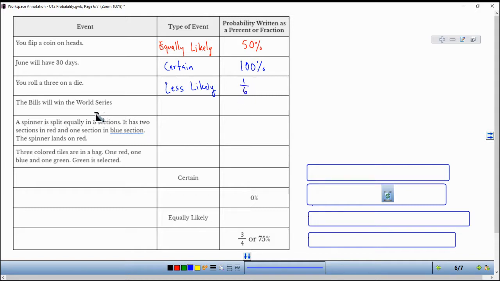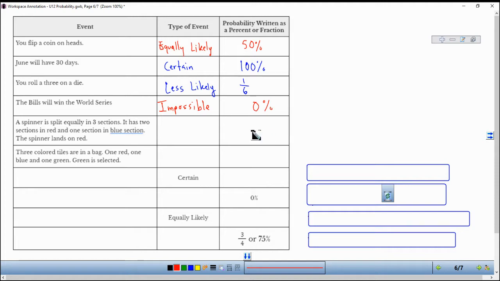The Bills will win the World Series. Well, I love the Bills. They're awesome. But I don't think that they will ever switch to baseball and then win the World Series. At this point, this type of event would be impossible, which would be a 0% chance of the Bills winning the World Series.